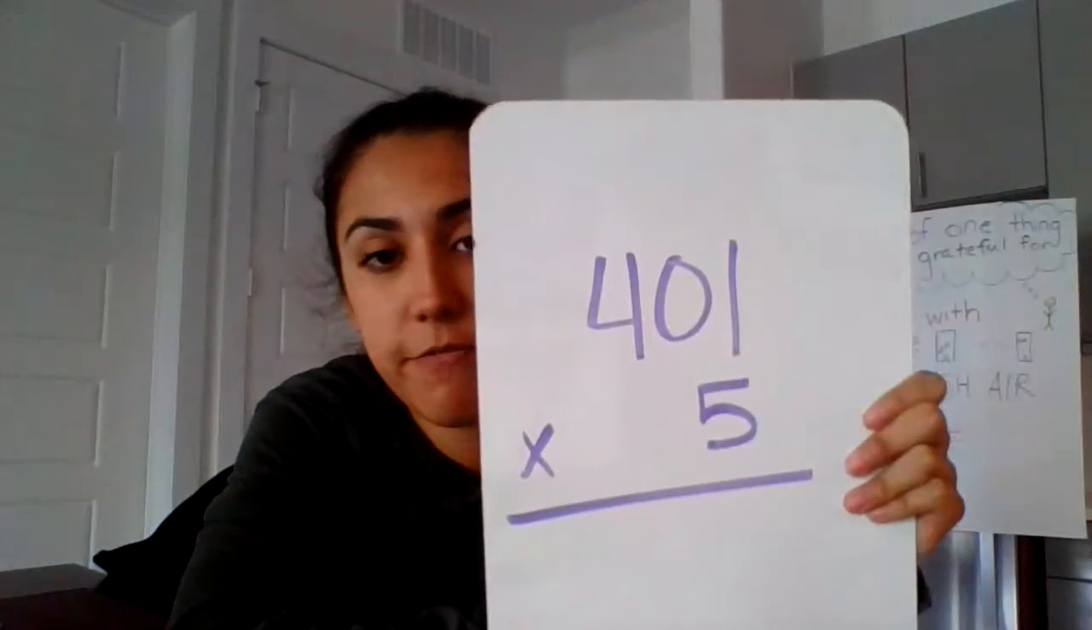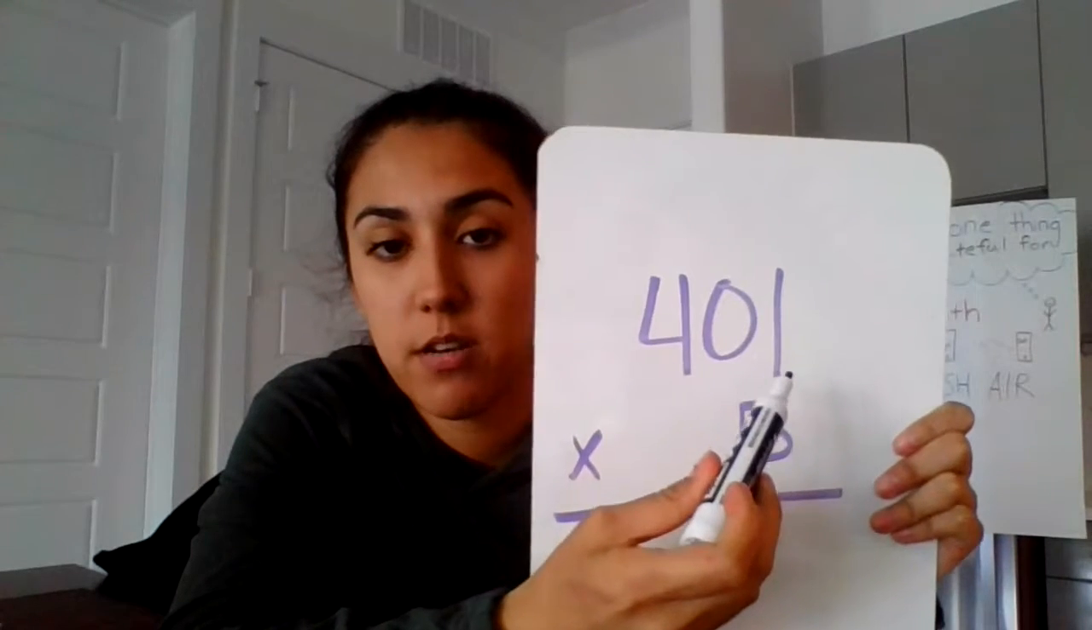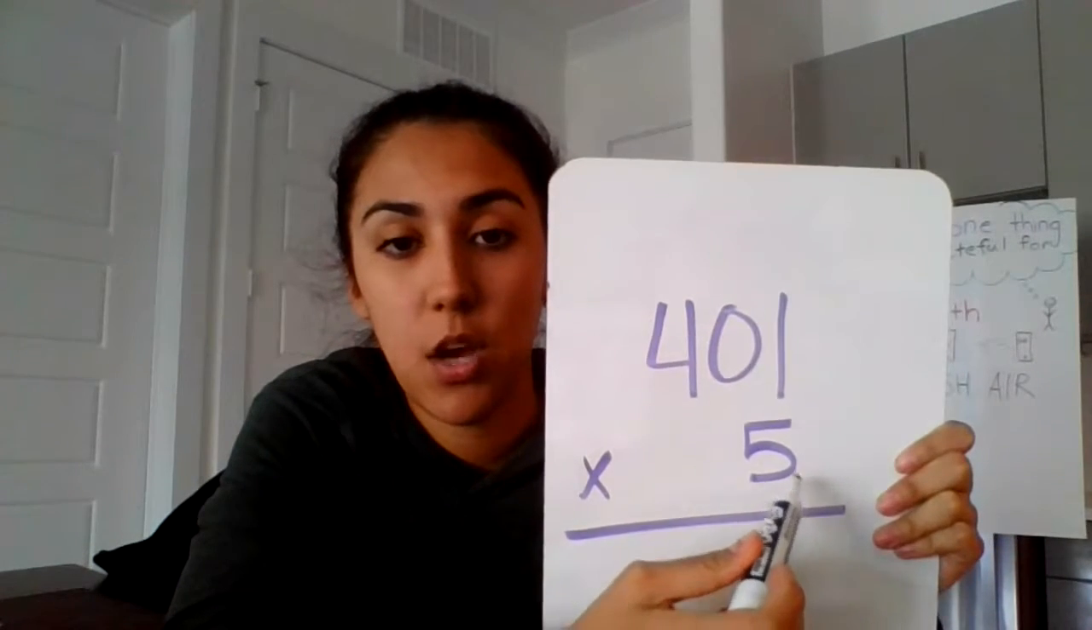We're going to be knocking out Wednesday's Give Me 5 for page number 7. And let's go ahead and get started. The first column, they want us to multiply 401 times 5. 401 times 5. Let's start off in the lowest place value.